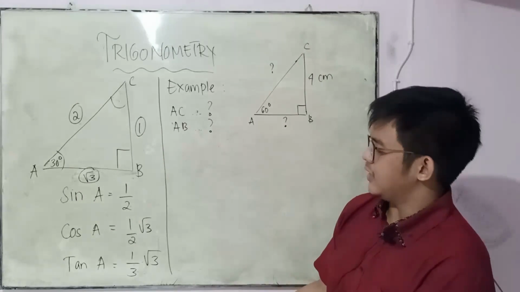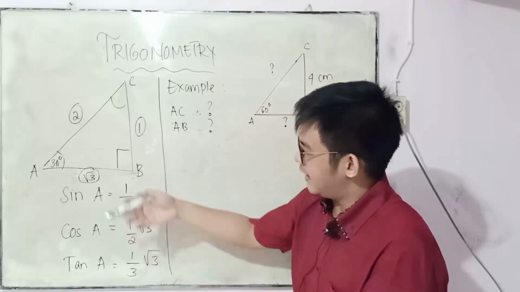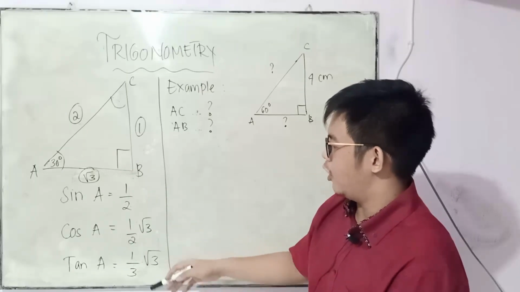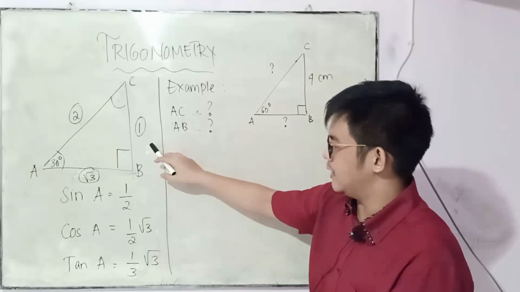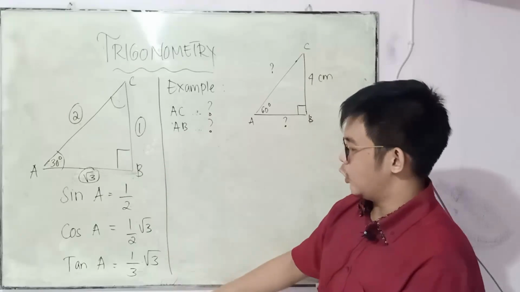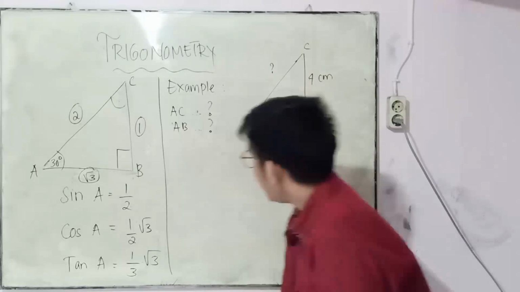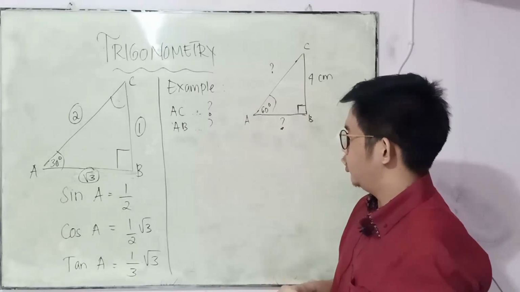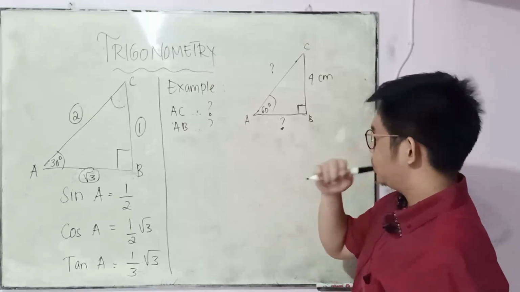And then what about the tangent A? Tangent A is sine over cosine, or we can also say it's the ratio between the opposite side and the adjacent side. So it's going to be 1 over 3 times the square root of 3. Okay, now we are going to do the examples of the implementation of trigonometry.